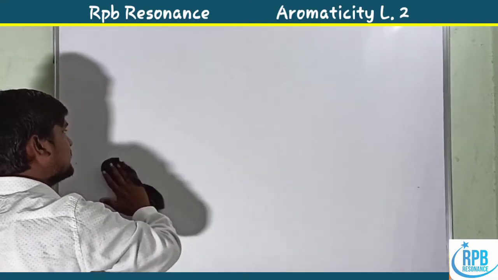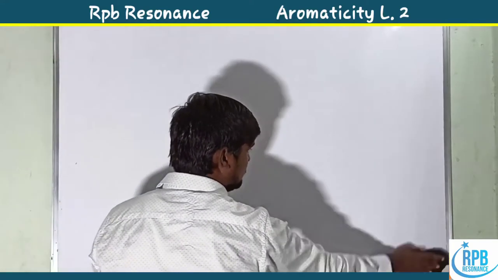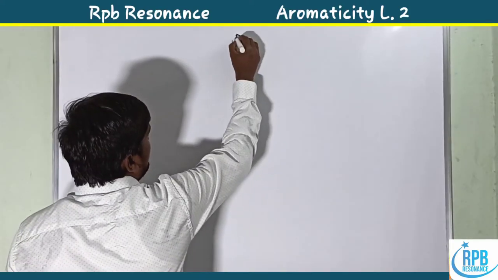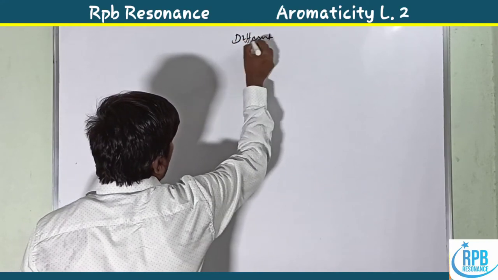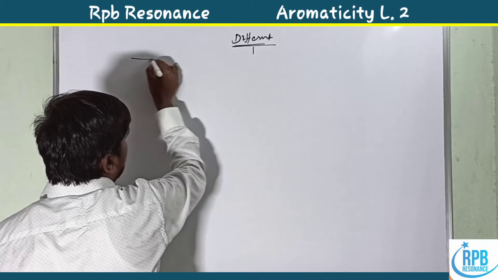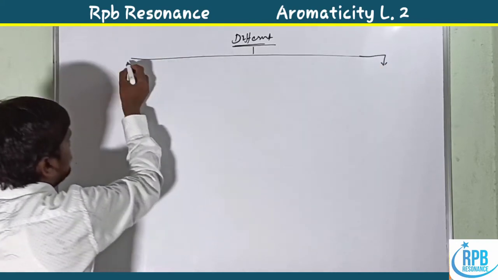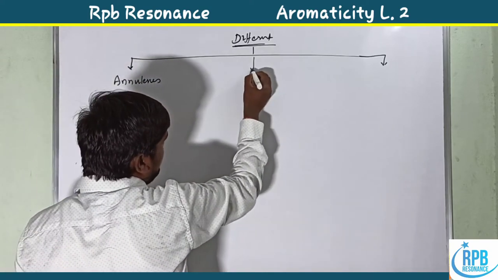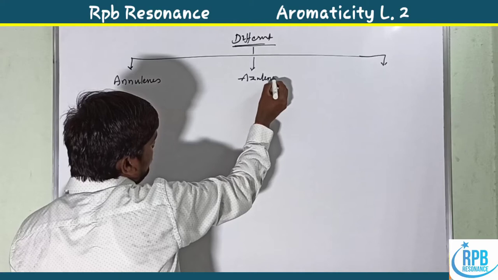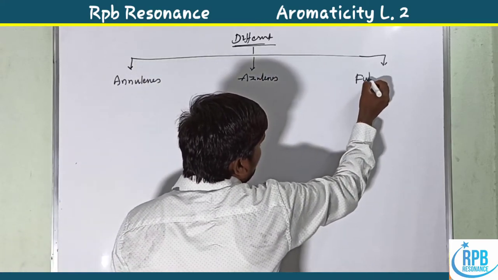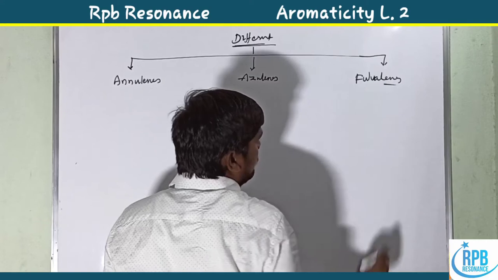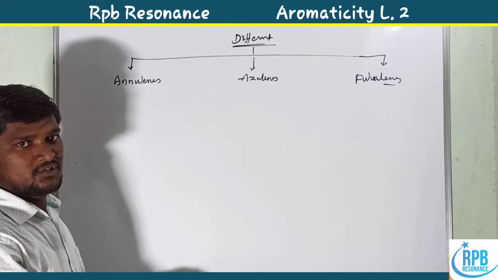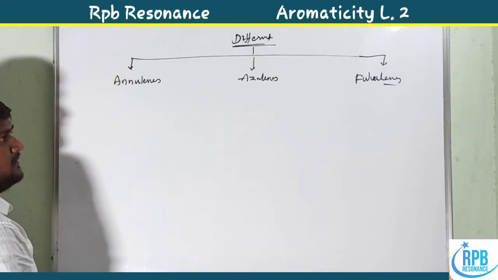It's not a classification, it's a different type of molecules. Okay, now let's move on to the final different kind of molecules. Here are the different kinds. The first kind of molecules are annulenes. The second kind of molecules are azulenes. The final kind of molecules are fulvenes or fulvalenes. Both are different. I'll explain the nomenclature of the fulvenes and fulvalenes at the time of our fulvalene discussions.